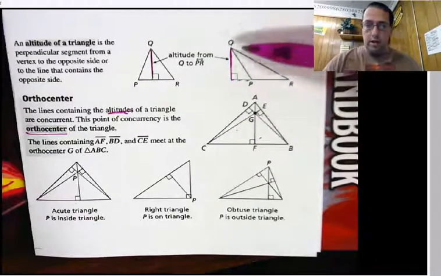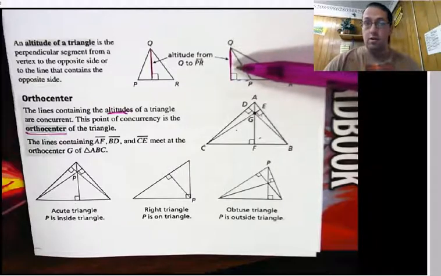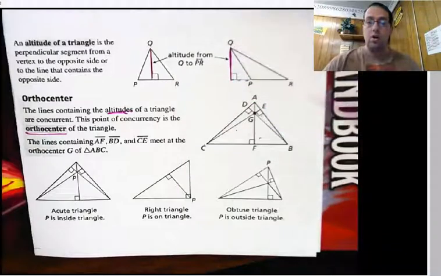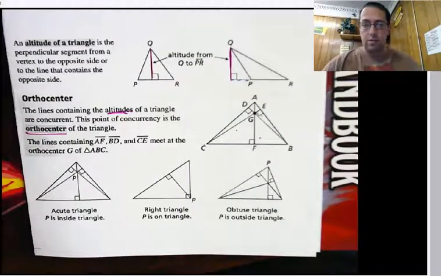Now, as we saw, the altitudes don't even have to be inside the triangle. And if the altitudes are not inside the triangle, that means the orthocenter also might not be inside the triangle. Okay, sometimes it will, sometimes it won't.